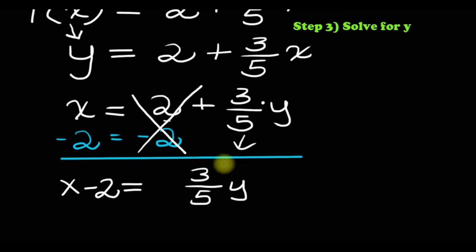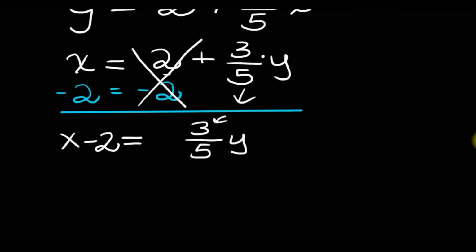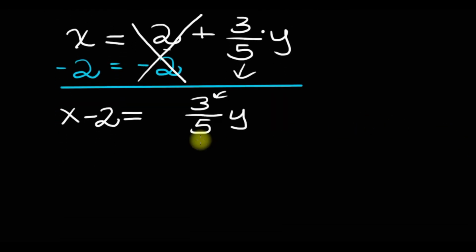And then here, x minus 2 is just x minus 2. Okay, and then we got to get rid of this. So how do we get rid of the 3/5? Well, we multiply by the reciprocal of 3/5. Okay, what's the reciprocal of 3/5? The reciprocal of 3/5 is 5 over 3.